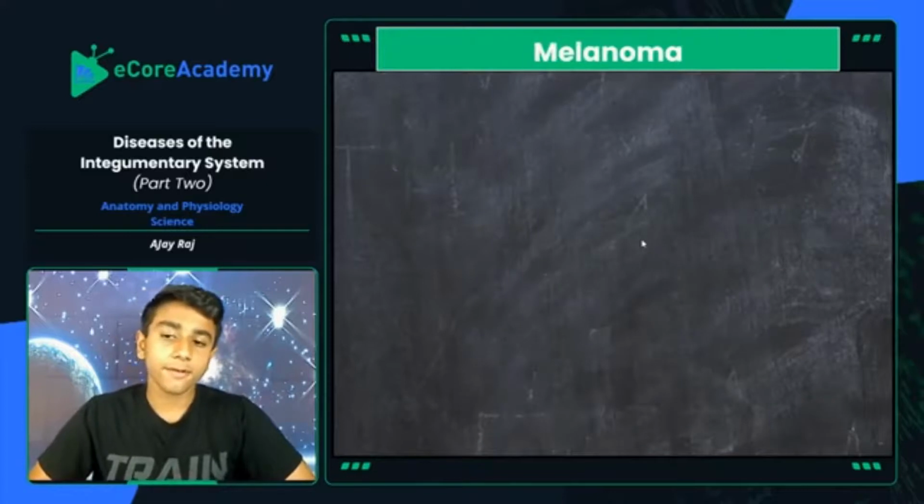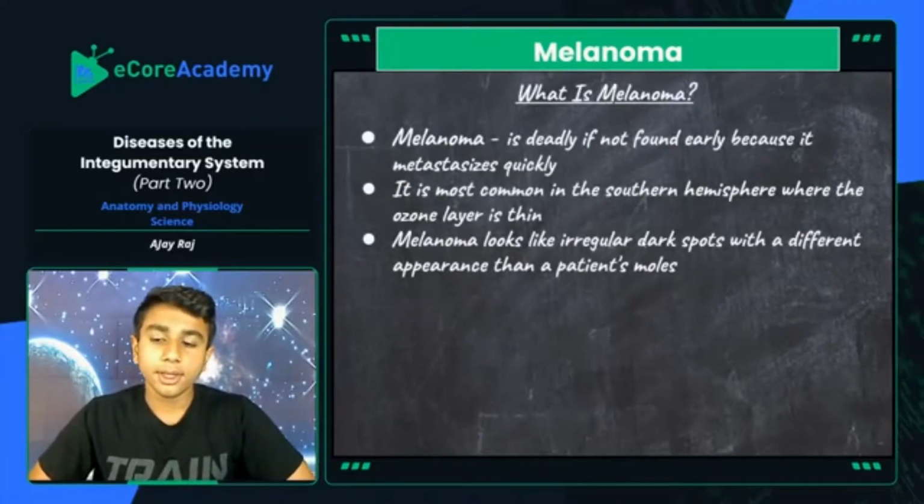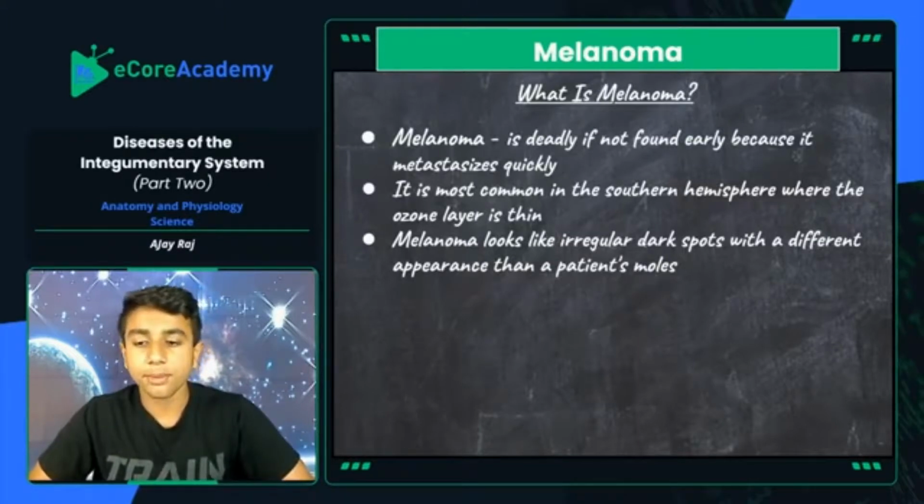And finally, for our final disorder, we have melanoma. So what is melanoma? Melanoma is deadly if not found early because it metastasizes quickly, and melanoma is basically another specific type of skin cancer, but I've decided to keep it separate because it targets a specific focal point, which I will get into when we're talking about the cures for all of these types of diseases.